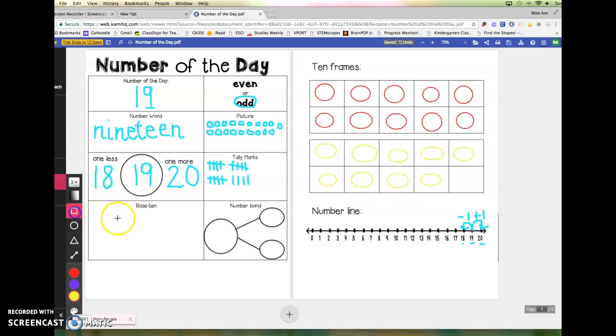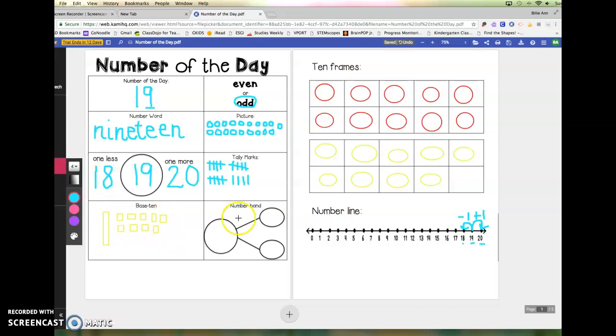So if I was going to draw my base 10 blocks, how many 10s would there be? 1, right? There's 1 10, and then how many 1s? There's 9 in 19. There's 1 10 and then 9 1s. So 1, 2, 3, 4, 5, 6, 7, 8, 9. 1 10 and 9 1s.